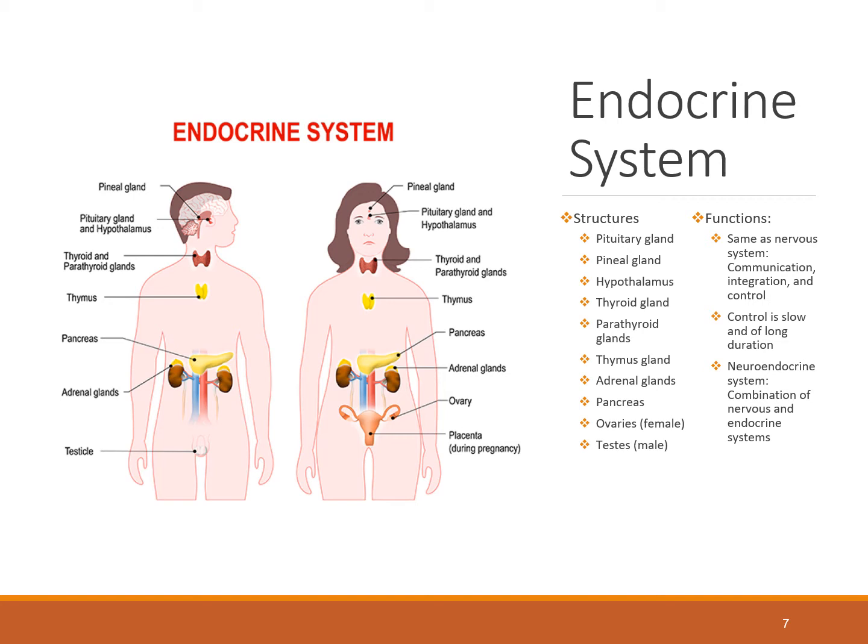The nervous system uses electrical impulses, where the endocrine system uses chemical communication. So the nervous system provides a very rapid and fast response in the body, where the endocrine system provides a slower but longer lasting response.